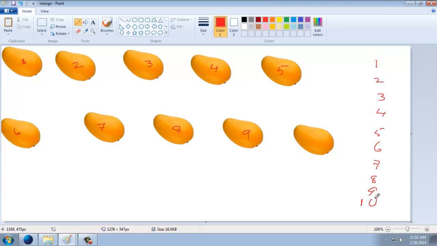We'll use 1 and then put a 0. That is the number 10. Alright, then again it's a repetition. 1 plus 1, 11, 1 plus 2, 12, 1 plus 3, 13, 14, 15, 16, 17, 18, 19. After 19, what will we do? We'll put a 2 and put a 0 there.